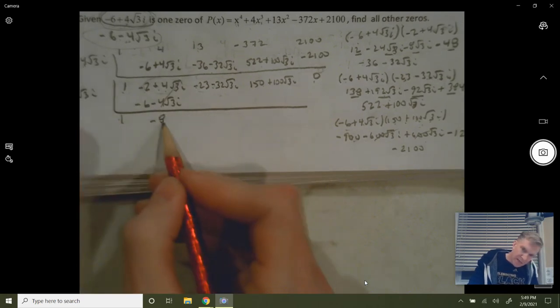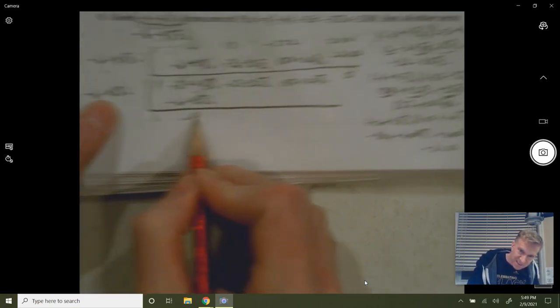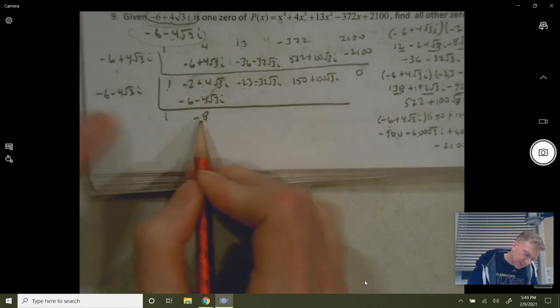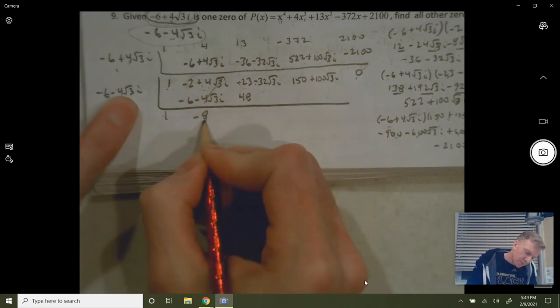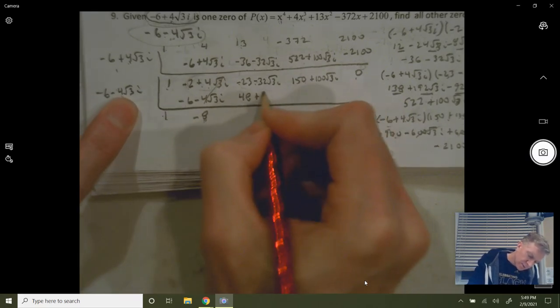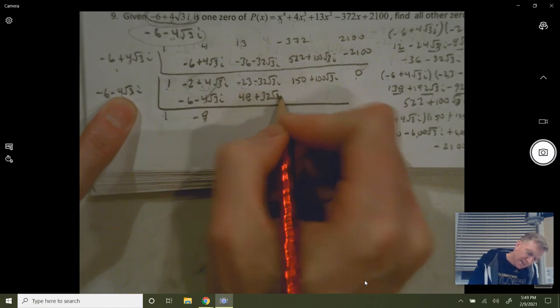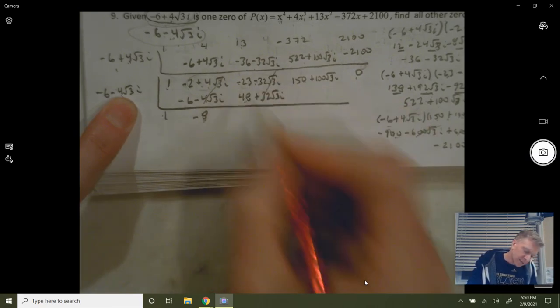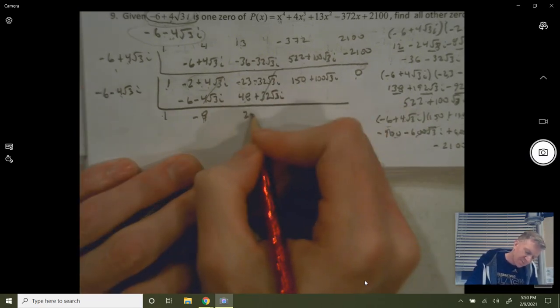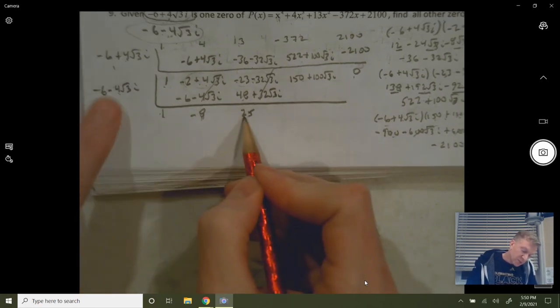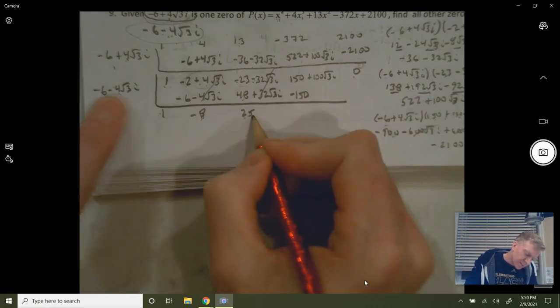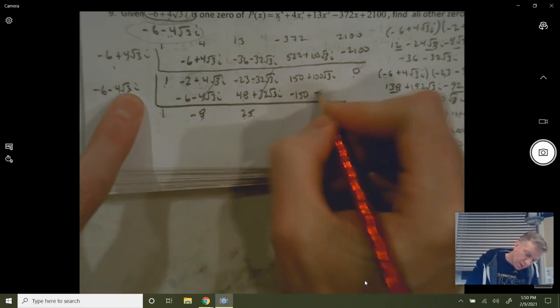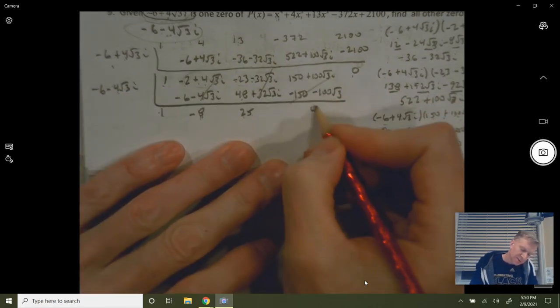Now multiply -8 times this thing, which is going to be -8 times -6 is 48. -8 times -4 rad 3 gives me plus 32 rad 3i. Those cancel. You get 48 minus 23, which is 25. Now multiply 25 by this. 25 times negative 6 gives me negative 150. 25 times negative 4 rad 3 gives me negative 100 rad 3. And what do you know? That all cancels and you get 0.